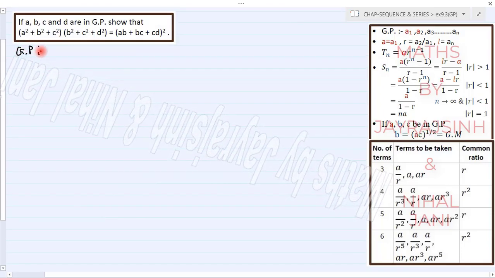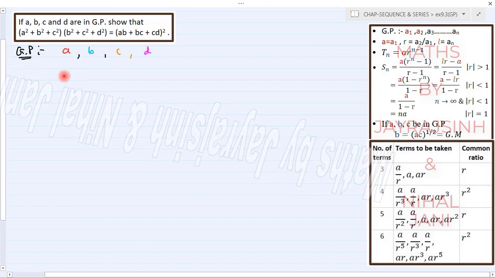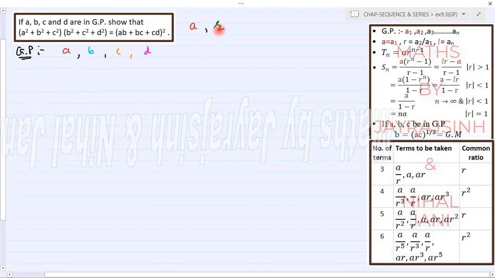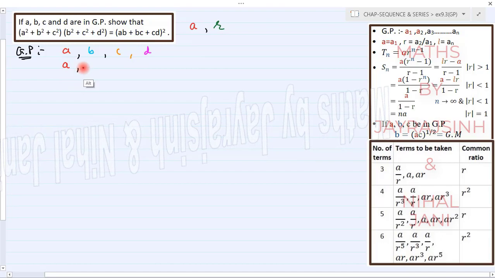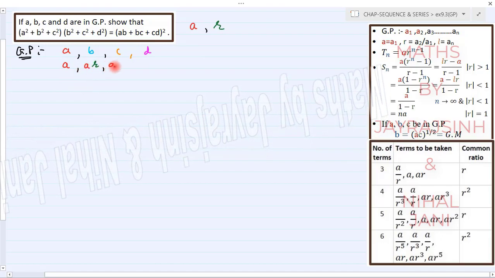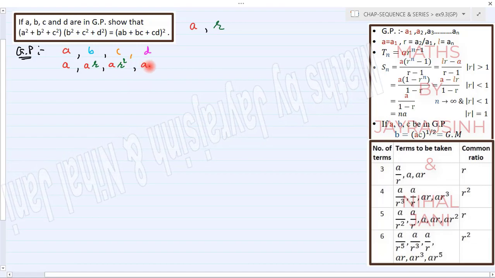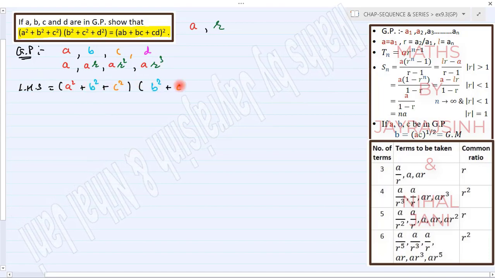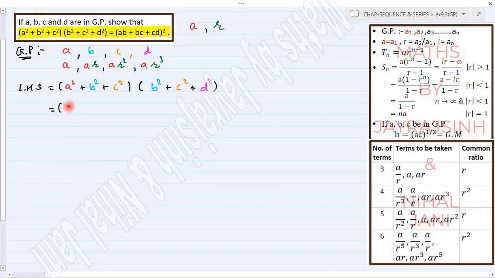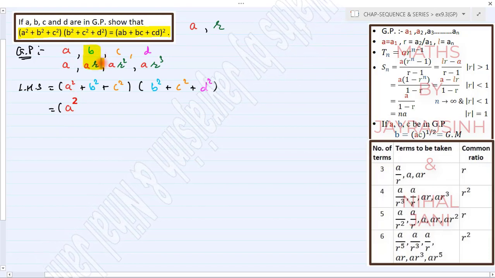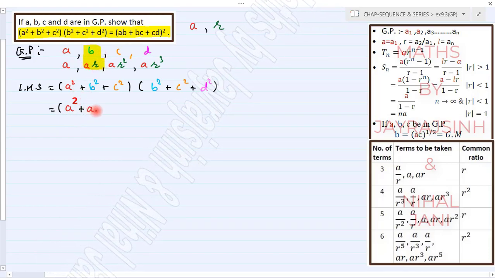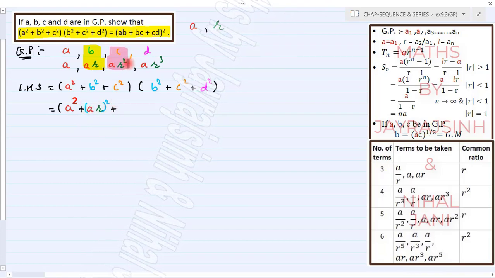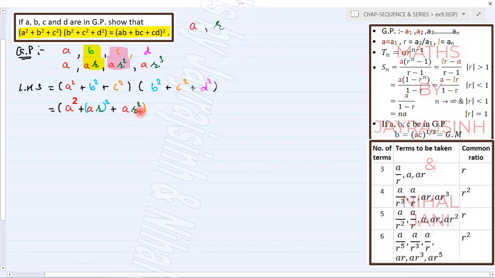In this question, it is given that a, b, c, d are in GP. So we can consider the first term as a and common ratio as r. So we will get a, ar, then ar square and ar cube. And we have to prove this thing. So let's begin from the left hand side and substitute the values. Your a is a, your b is (ar) whole square, plus c is (ar square) the whole square.